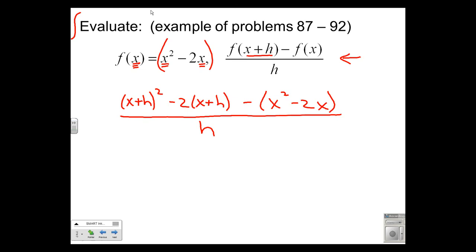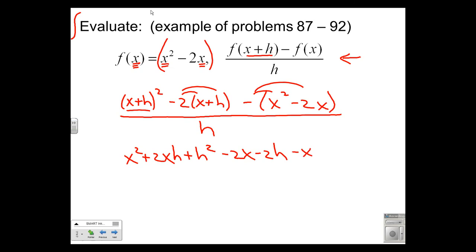Seems weird, especially when you start doing multiple problems like this, but hang in there. So now we can pass this on to a reasonably decent Algebra 2 student, where we would FOIL x squared plus 2xh plus h squared. We would distribute minus 2x minus 2h. We would distribute minus x squared plus 2x. There's a big gotcha for people from time to time. Distribute that all over h.